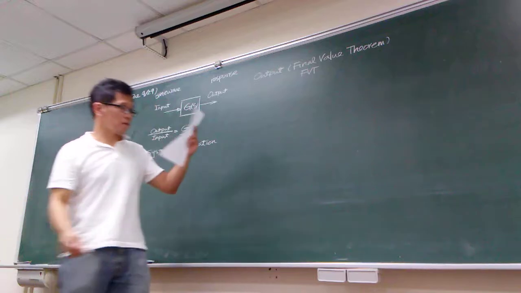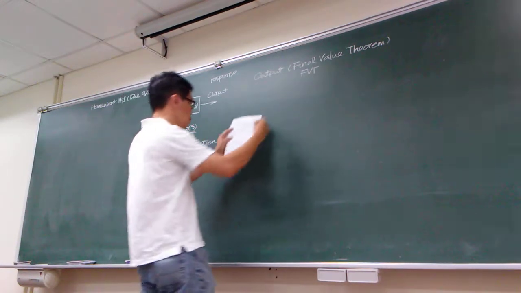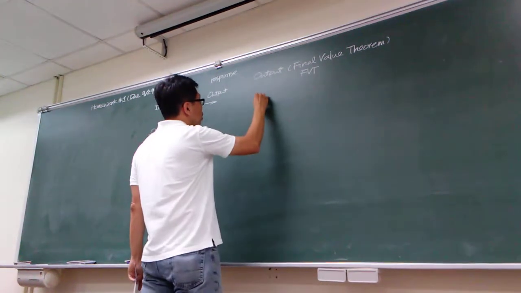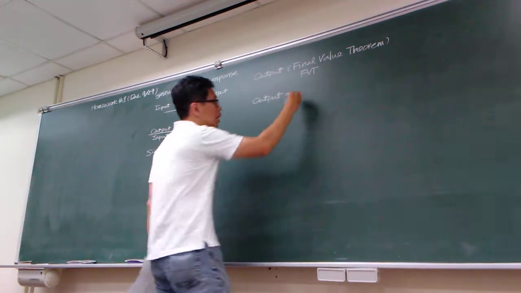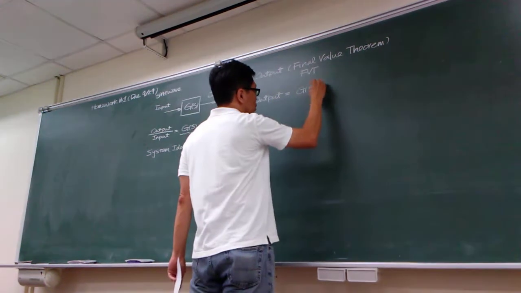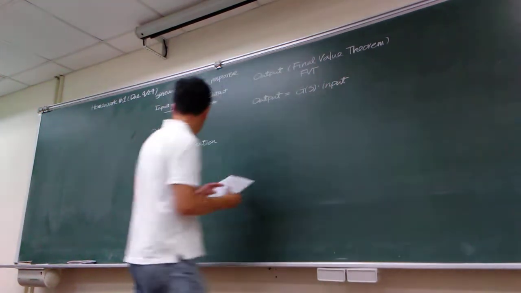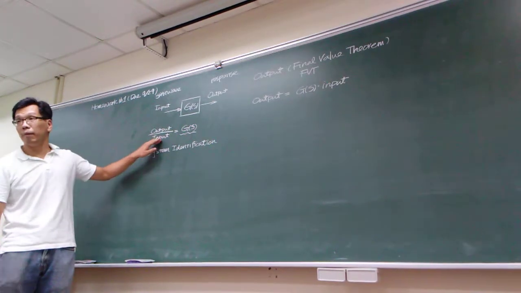I think we talked about this. You guys learned this in engineering mathematics already. So when we are dealing with something like this, we are trying to find the final value of output. It is going to be G of S multiplied by input. Right? Nothing fancy. It's just my transfer function multiplied by my input.